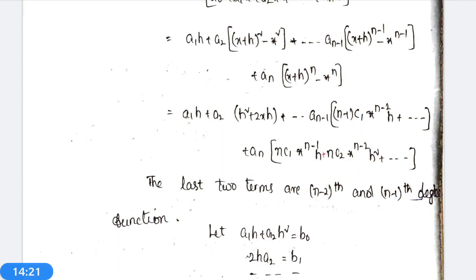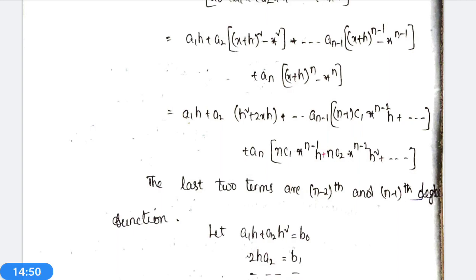What is equation 1? fx is equal to a0 plus a1x plus a2x square plus etc. plus an x power n, an nth degree polynomial. What is the second equation? Delta fx is equal to f of x plus h minus fx. What is the third equation? Delta fx is equal to b0 plus b1x plus b2x square plus etc. plus bn minus 1 x power n minus 1.